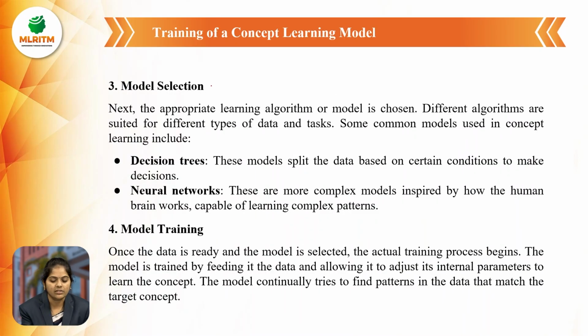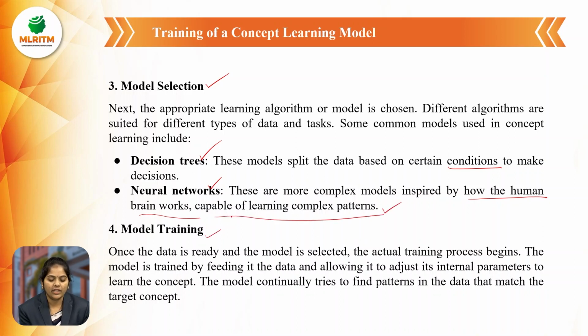Next, model selection. The appropriate learning model or algorithm will be chosen after data collection and data pre-processing. Different algorithms are suited for different types of data or tasks. Some common models used in concept learning are decision trees and neural networks. Decision trees split the data on certain conditions to make predictions. And neural networks are more complex models which are inspired by how the human brain works and are capable of learning.